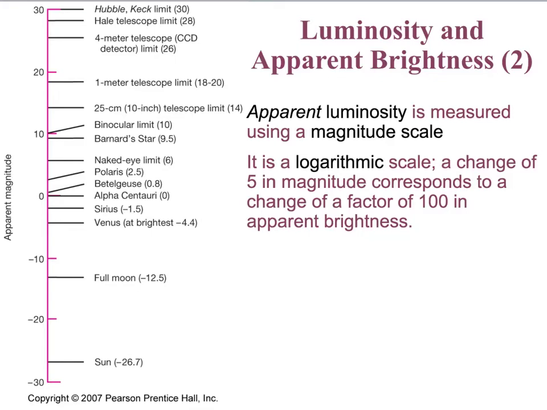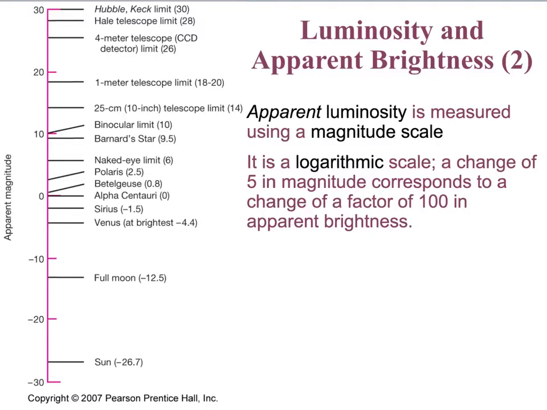So this is the magnitude scale, which is based on apparent brightness. Remember that that means it's a function of distance. If you look along the left, you have a greater number at the top and a smaller number at the bottom. Our sun has a value of negative 26.7. That means it's very bright because it is close.